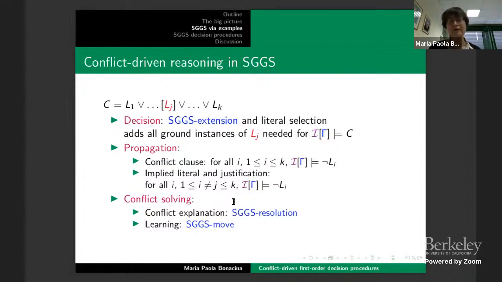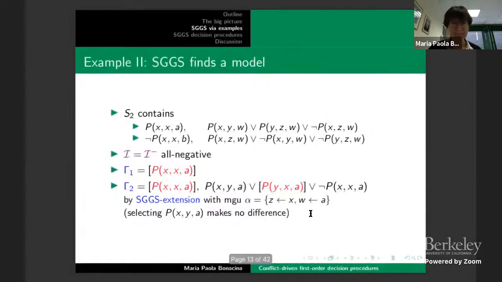And then, as we saw in the example, conflict solving involves conflict explanation by SDGs resolution and learning by SDGs move. So we don't have a proper backjumping, but a rearrangement of the trail with the clause migrating to the left, because the way we read the interpretation from the trail is from left to right, and therefore clauses at smaller positions have priority.